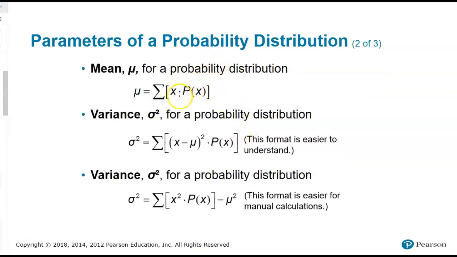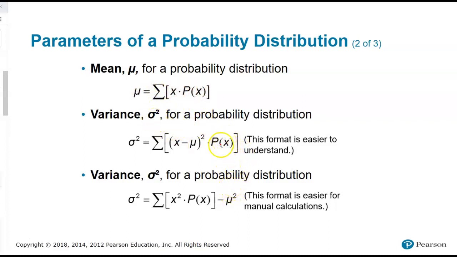Okay, here are the formulas that we're going to be using to find the mean. So the mean mu for a probability distribution is the sum of the product of the x times p of x's. So find all your random variables times their probabilities and add them all up, and that gives you the mean. The variance, we have two formulas for this.